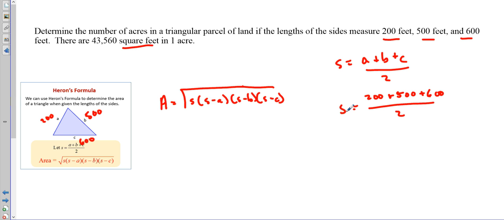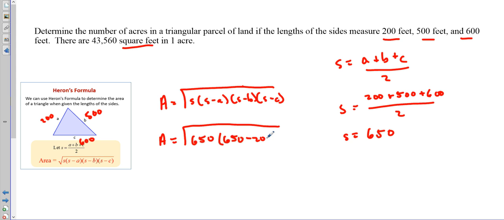So if we take 200 plus 500 plus 600, divide that by 2, what we should get is s equals 650. Actually, not roughly, that is what it's going to equal. So we find our area is going to equal the square root of 650, and then we take 650 minus a, which we said was 200. Then we take 650 minus b, which we said was 500. And then we take one more, 650 minus 600, and that will give us our answer.